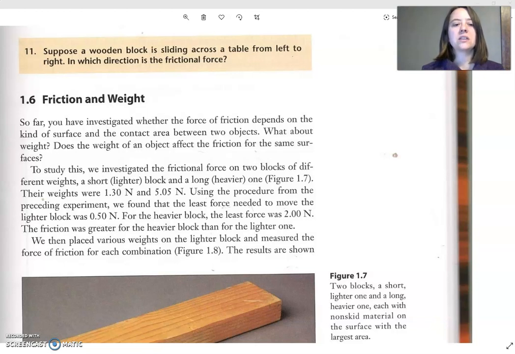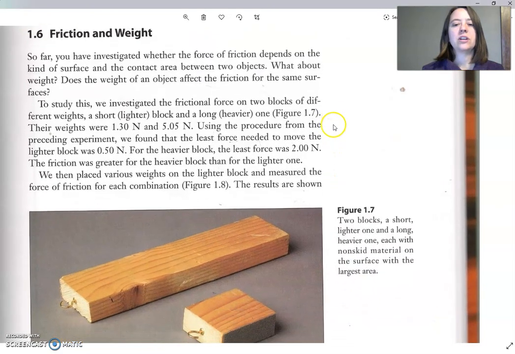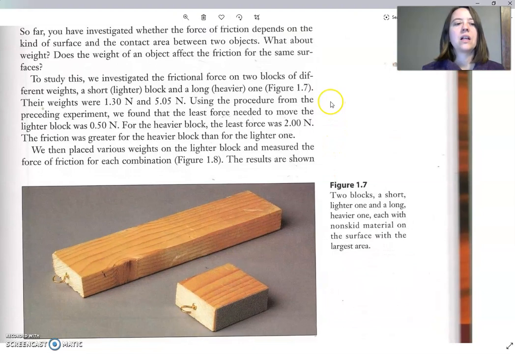To study this, we investigated the frictional forces on two blocks of different weights, a shorter, lighter block and a longer, heavier one, seen in figure 1.7. Their weights were 1.3 newtons and 5.05 newtons. Using the procedure from the preceding experiment, we found that the least force needed to move the lighter block was 0.5 newtons. For the heavier block, the least force was 2 newtons. The friction was greater for the heavier block than the lighter one.